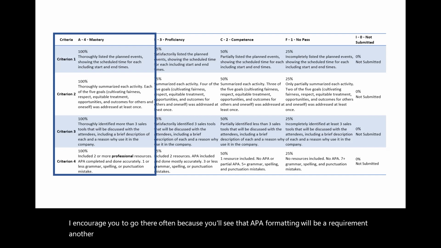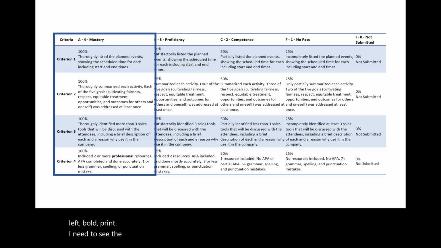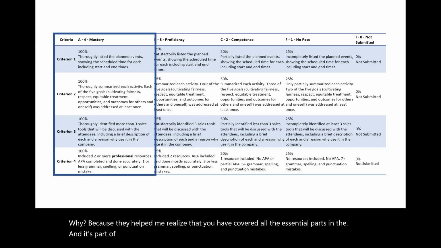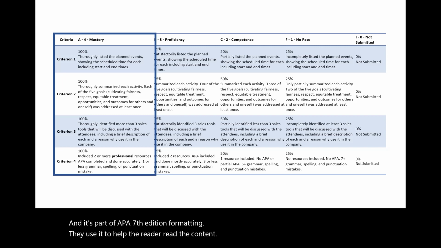Another thing, your APA formatting includes headings. Headings are 3 to 5 words, a line left, bold print. I need to see the headings. Why? Because they help me realize that you have covered all the essential parts in the assignment. And it's part of APA 7th edition formatting. They use it to help the reader read the content. Want your grammar and spelling. And let's go on.